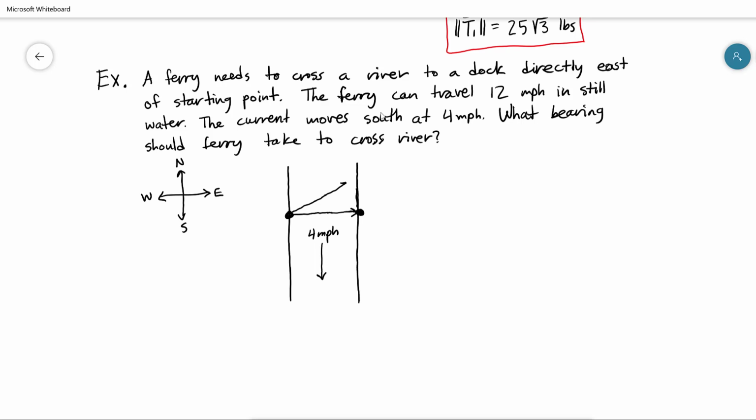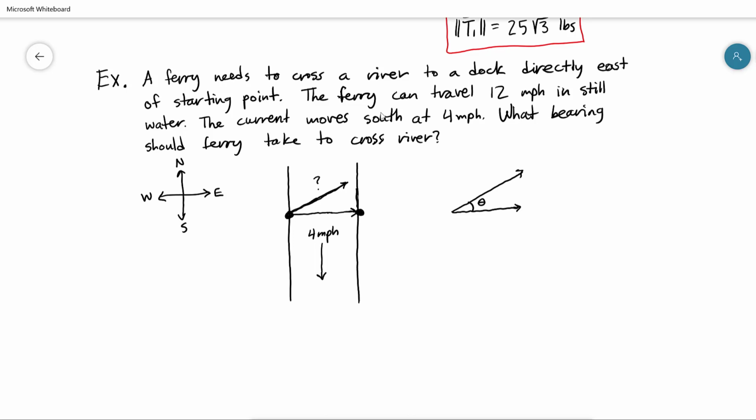Let me just put this with a question mark there. This is where the bearing of the ferry that we're trying to find. Okay, so I want to think about this picture, basically. We've got a picture where I want to know what this angle is.